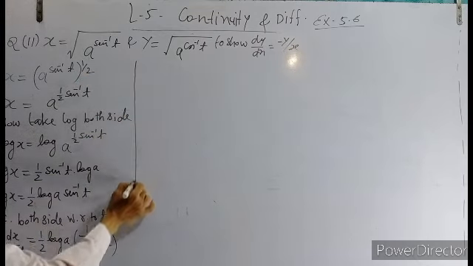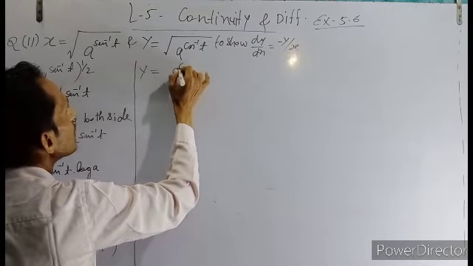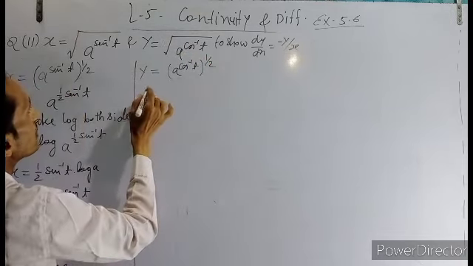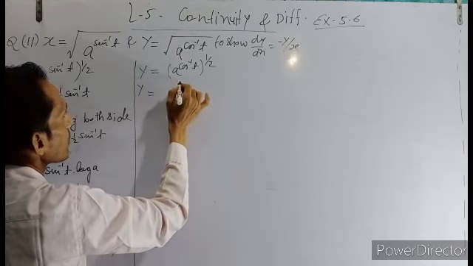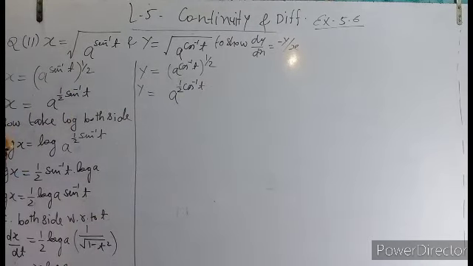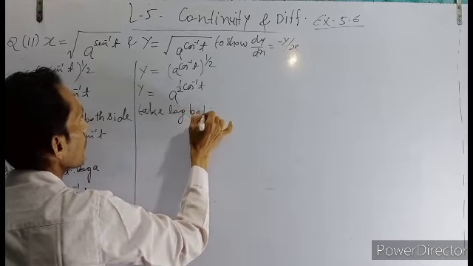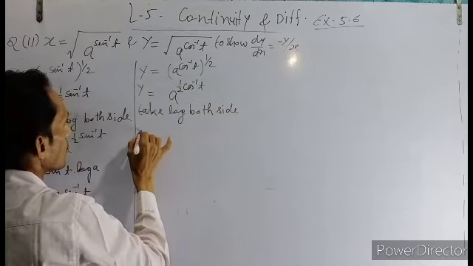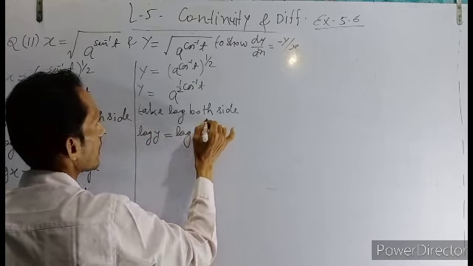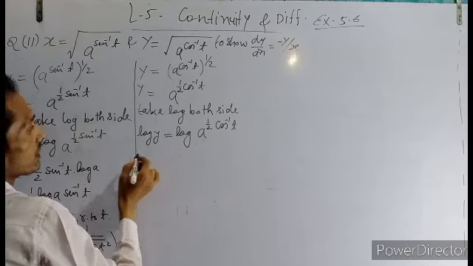Similarly we have to do it for y. Now take y equal to a raised to the power 1 by 2 cos inverse t. This is also an exponential form, so we can take log both sides. So log y equals log of a raised to the power 1 by 2 cos inverse t. Now simplify that.